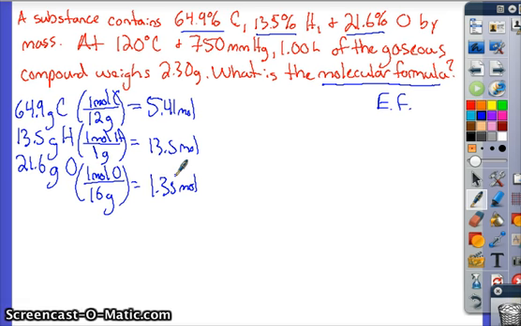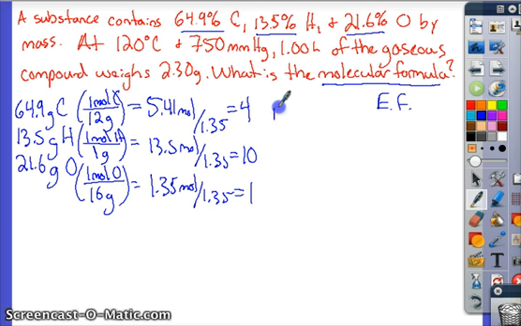Now that we have everything represented in moles, we can look at mole ratios. We take the smallest mole amount and divide all numbers by it to find how many moles of each substance we have relative to the others. And we get 4 moles of carbon for every 10 moles of hydrogen for 1 mole of oxygen. So our empirical formula is equal to C4H10O.